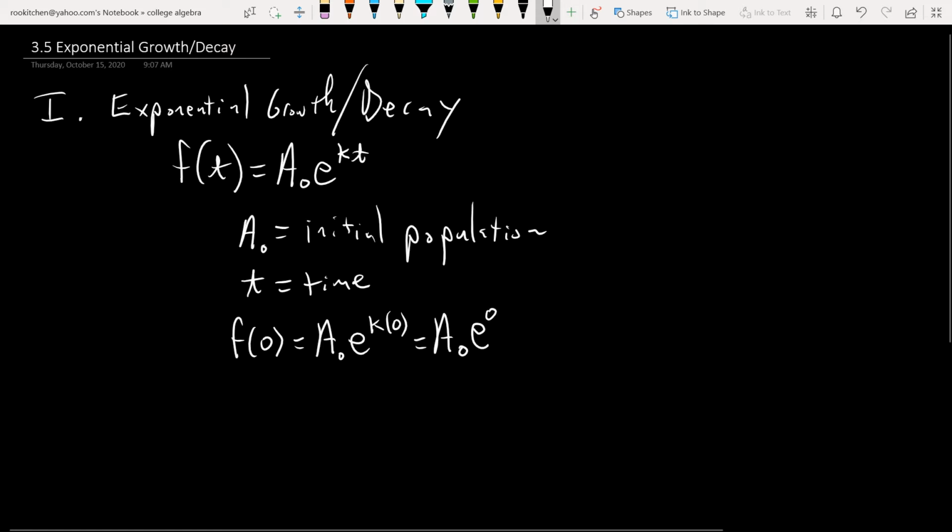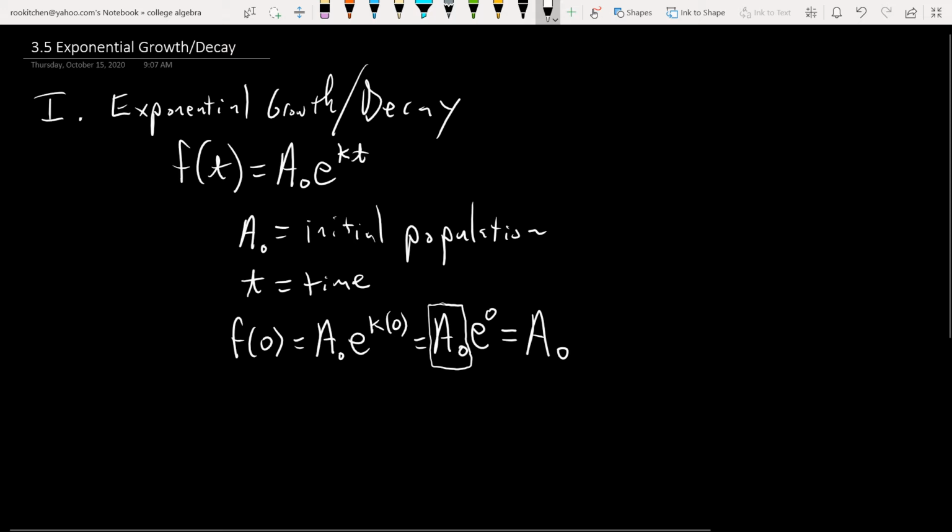Now, it looks a little odd with that a sub 0, e to the 0. The a sub 0 is just a name for something. That 0, what they call a subscript, is not a computation. This is just a name for the initial population. Anyways, e to the 0 is just 1. So at time 0, f of t equals a sub 0.